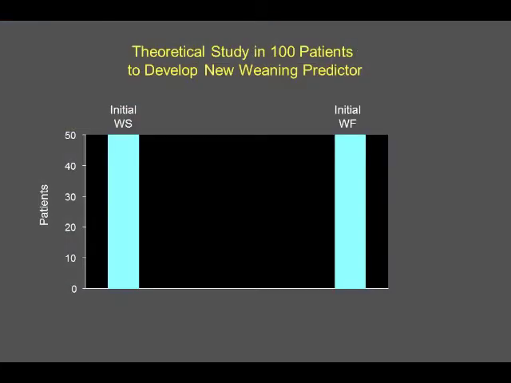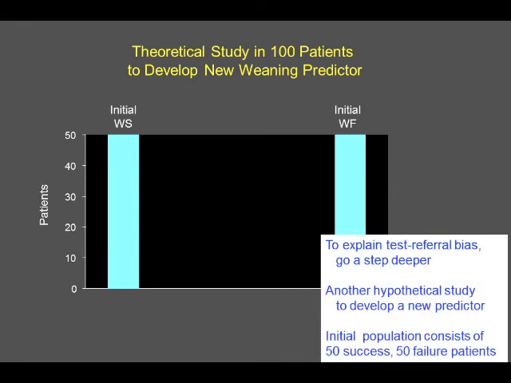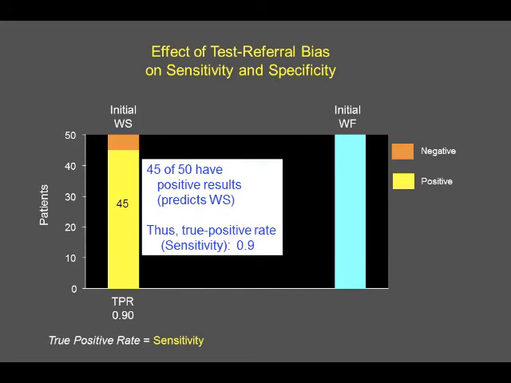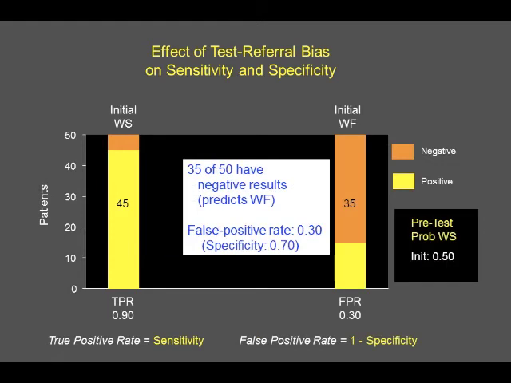To explain test referral bias, I need to go a step deeper, and we need to examine another hypothetical study, a study to develop a new weaning predictor test. The initial study population consists of 50 success and 50 failure patients. Of the 50 success patients, 45 have positive test results, so the true positive rate, or the sensitivity, is 0.9.